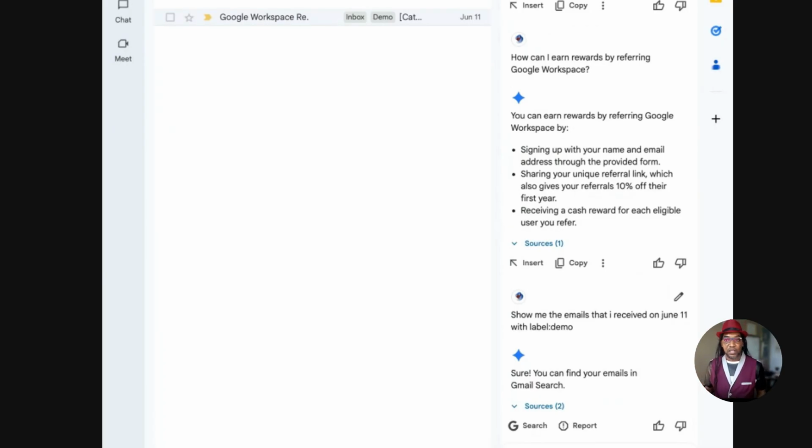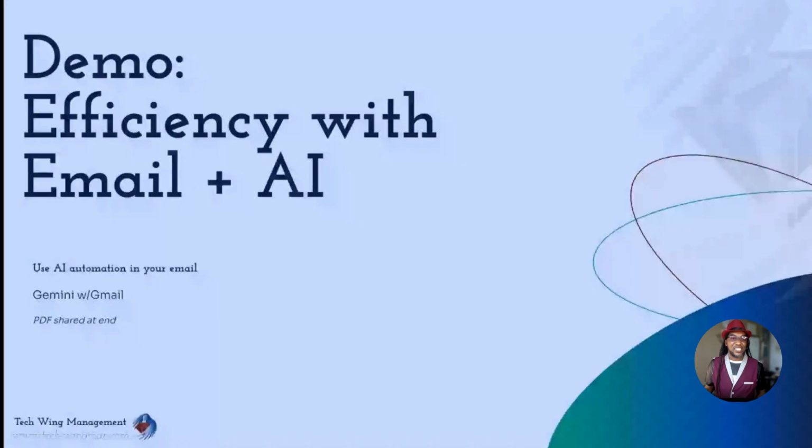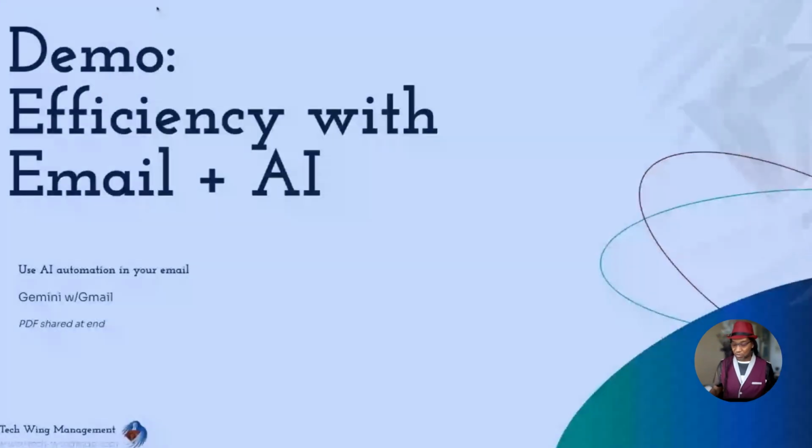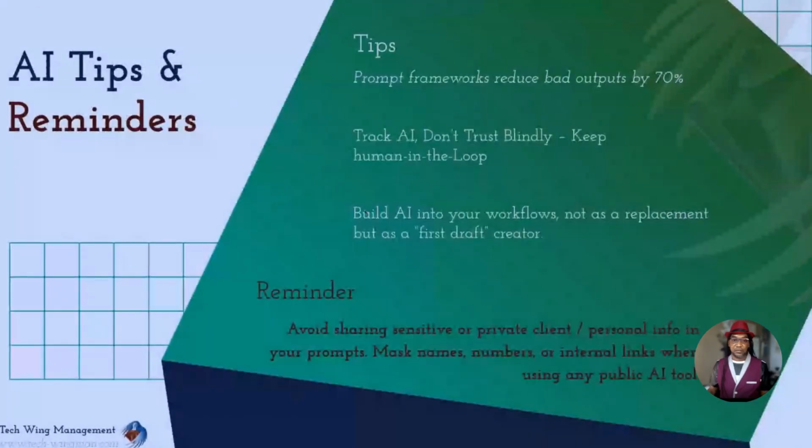So just so much more you can do. Just wanted to show you a quick overview as well. Again, I have a PDF, but I'll give it to you at the end for you to test it yourself. All right. So that's the quick demo with email and AI. So let's talk about the next tip.